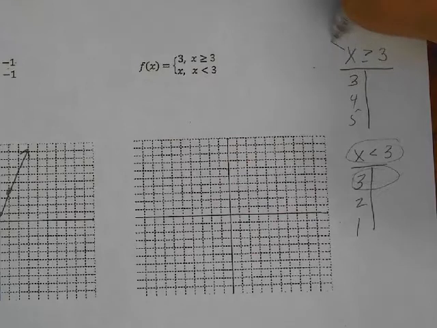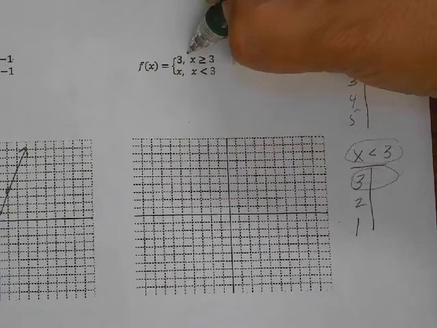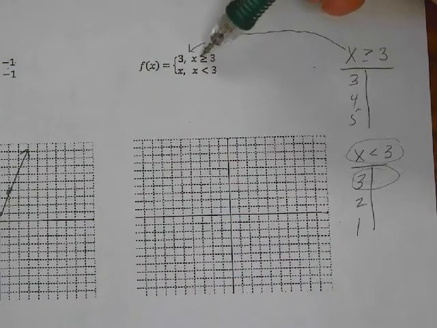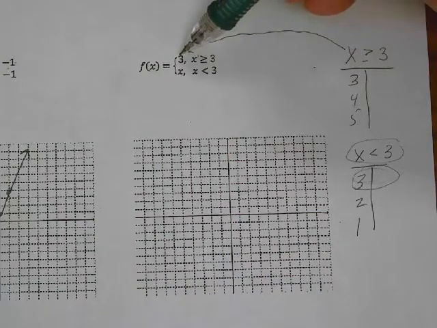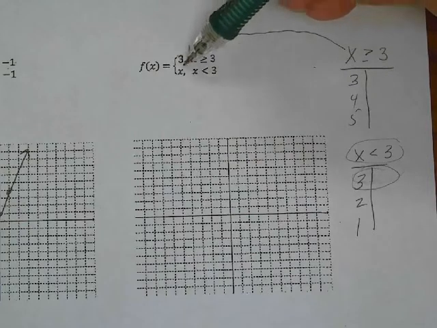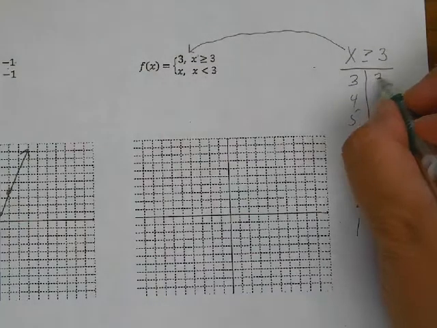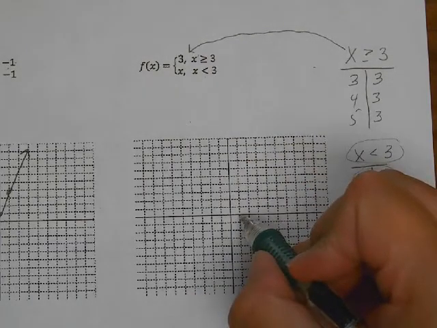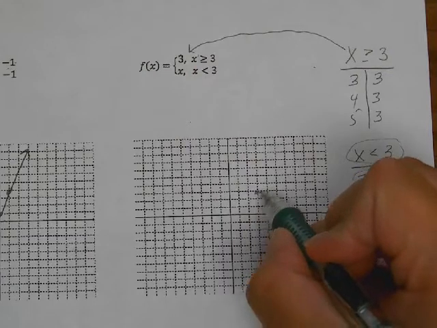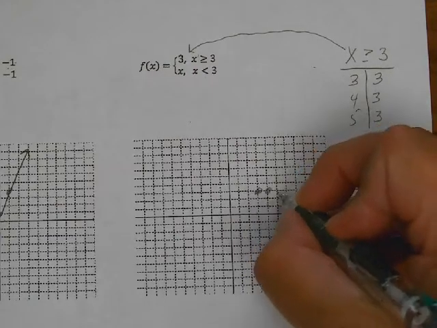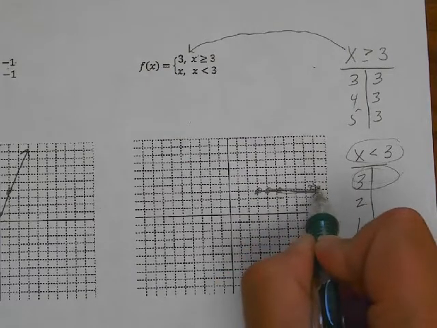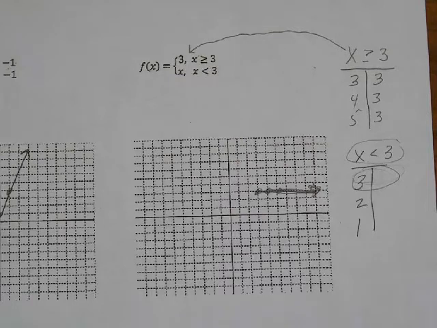Notice on this one, where x is greater than or equal to 3, there isn't any x. So what it's saying is for every value I put in for x, the y value is always going to be 3. So the y value here is always 3. So if I graph that, there's 3, 3, 4, 3, and 5, 3. So that one looks something like this. It's a horizontal line going through y equals 3.